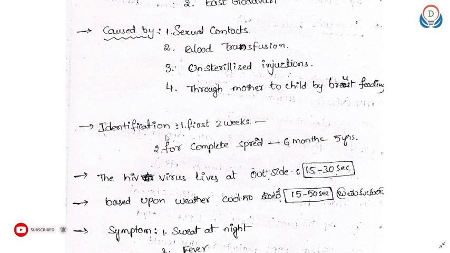Identifications: what are the identifications? For the first two weeks, we can't see any identification. For the disease to spread completely, it takes six months to five years.